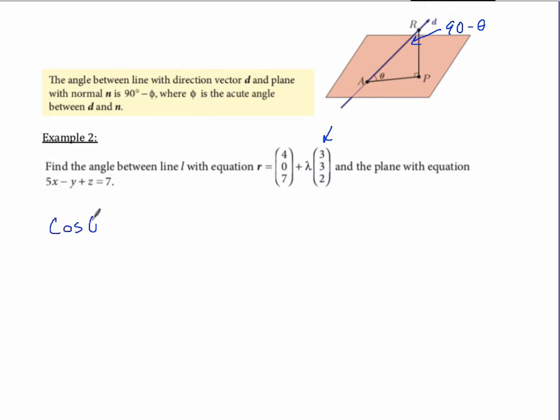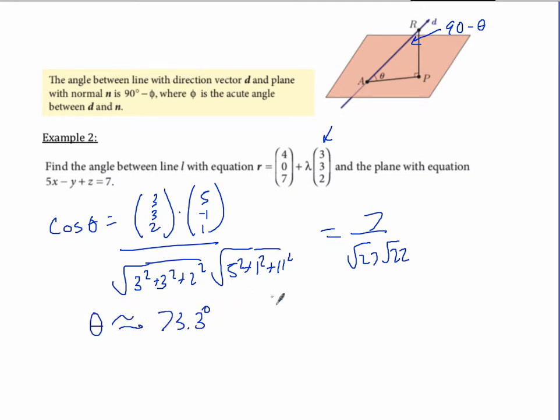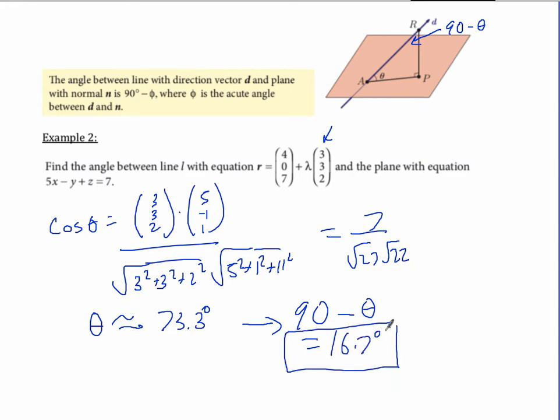So we're going to do cosine theta equals the dot product of 3, 3, 2 and 5, negative 1, 1 over the product of their magnitudes. That equals 7 over root 27 root 22. And when we get the angle, we get 73.3. But we want 90 minus the angle, so that gives us 16.7 degrees is the angle between the line and the plane.